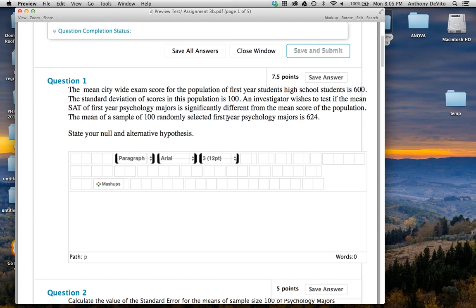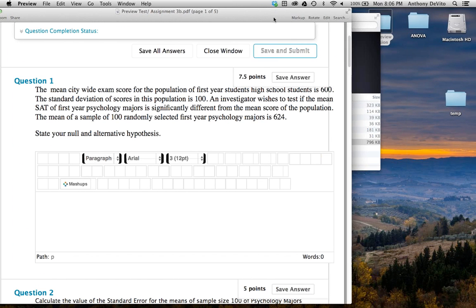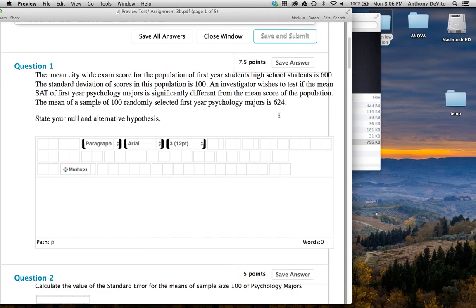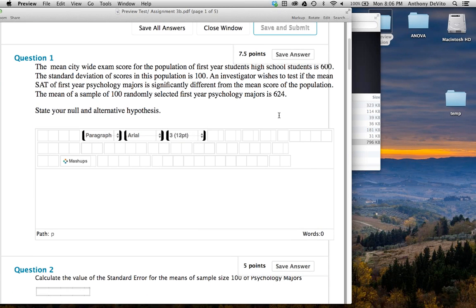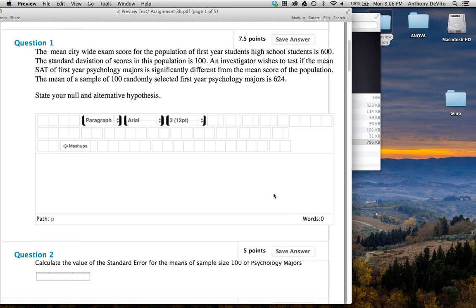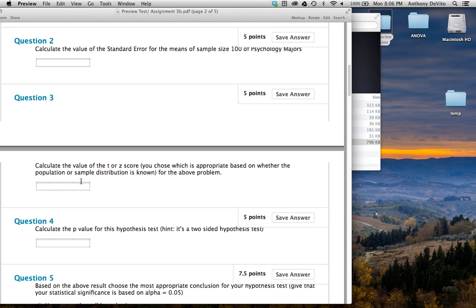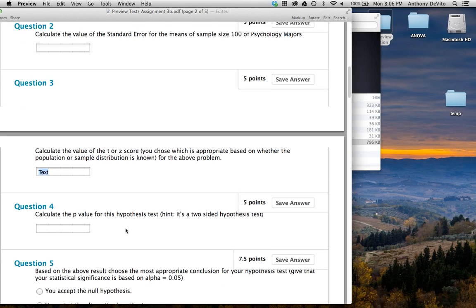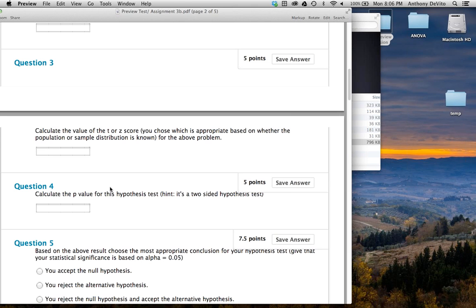The z-score is going to be equal to the difference between the two means, x bar minus mu. That's 624 minus 600, which is 24, divided by the standard error, which we just calculated to be 10. 24 divided by 10 is 2.4. So our z-score is 2.4. Good, very good.